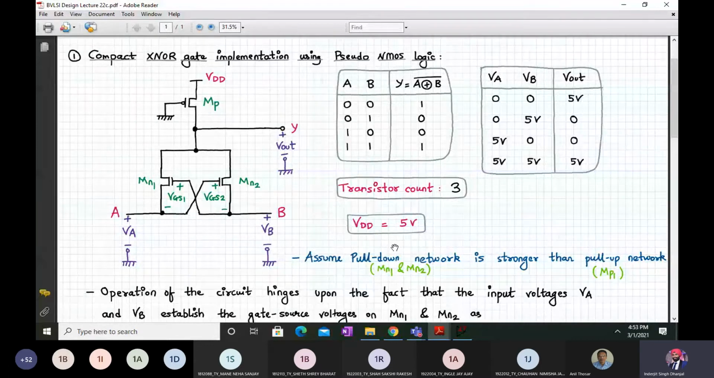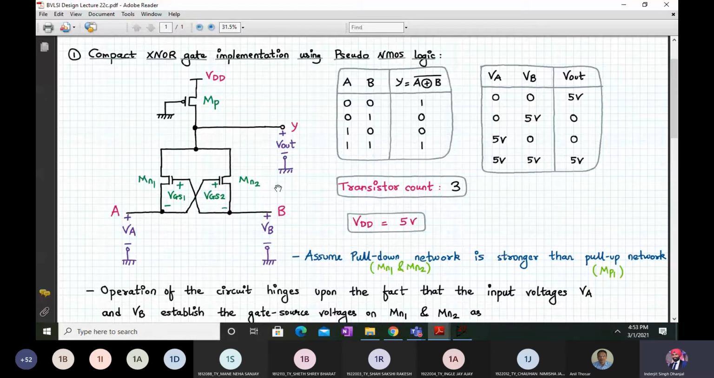And VDD is 5 volts. So here is my VA, VB, and Vout. I have written the table in the form of voltages. And it is the XNOR. So whenever the inputs are the same, the output will be high. So shall we begin? I hope that you all have noted it down.